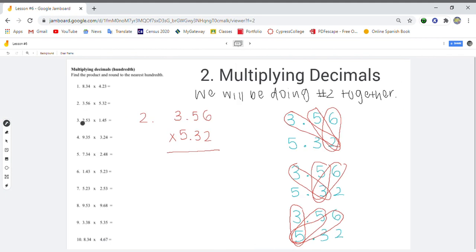Number 2, multiplying decimals. And it says find the product and round to the nearest hundredth. We'll be doing number 2 together. Number 2 says 3.56 times 3.52. And to solve this, we will be writing them one on top of another like this, with the decimals aligned together. And so to start this problem off, we're gonna use the bottom numbers and multiply it to each of the numbers on the top like this, from left to right.